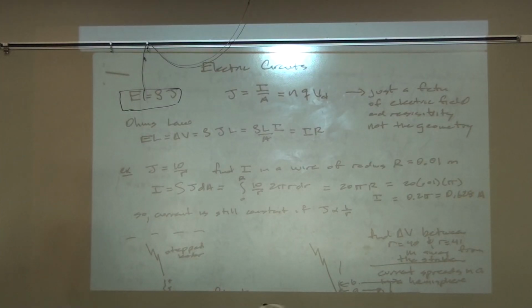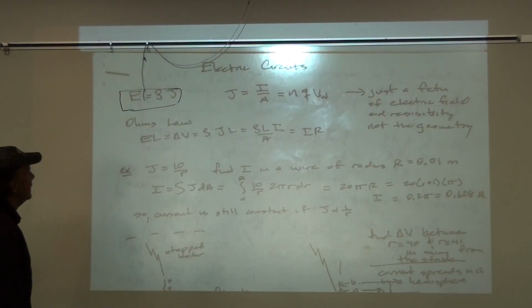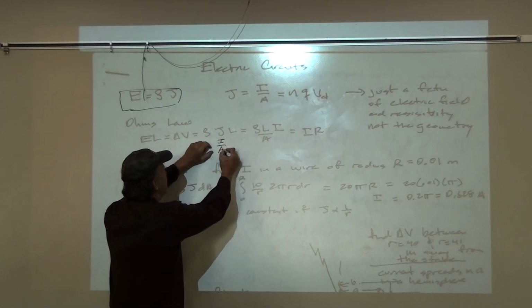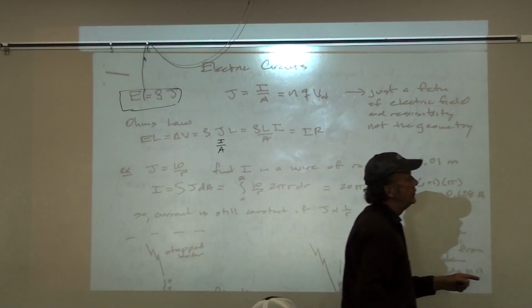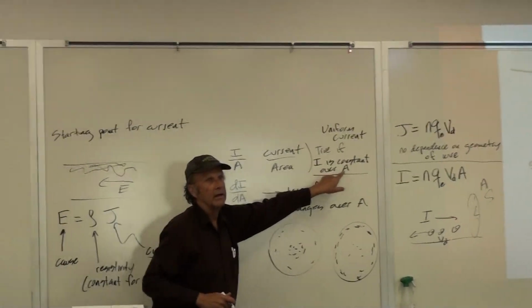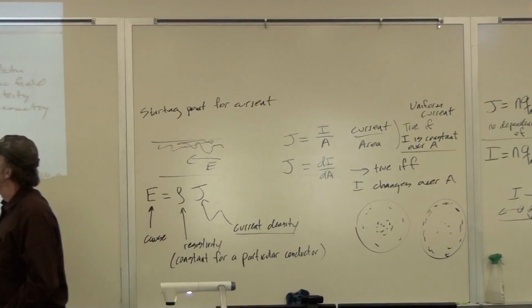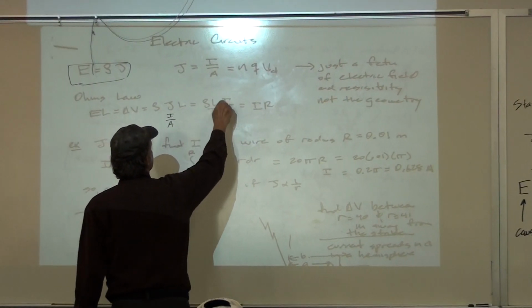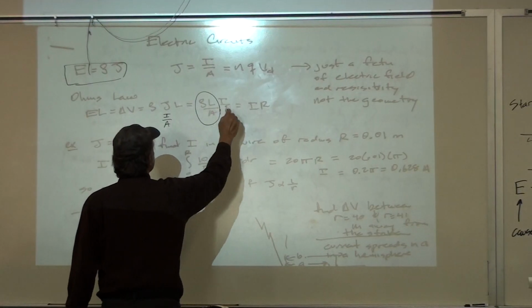Okay, but the current density we can write as I over A. Right? For at least if we're dealing with this case, where we have a uniform current over a constant area, then the current density is I over A, times resistivity times L, so that gives us this constant times I.